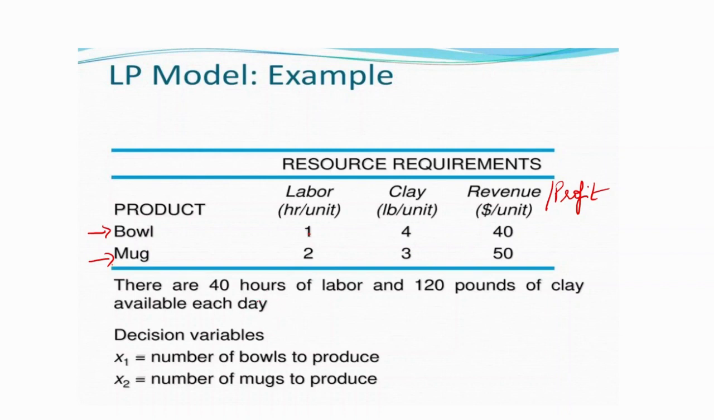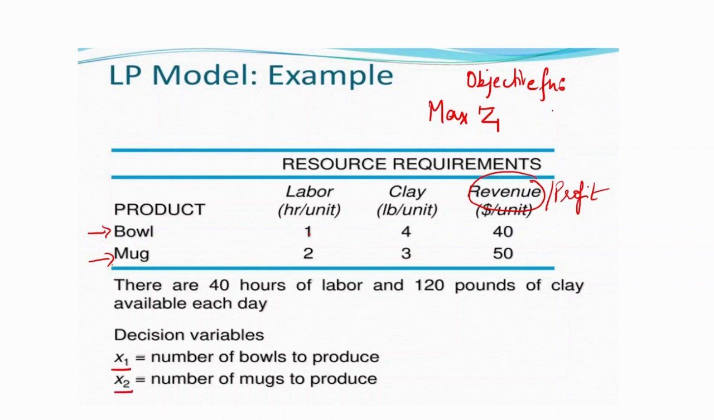Now what would be the decision variables? The decision variables would be the number of bowls that I want to produce and the number of mugs I want to produce. Now what would be my objective function? Because we are talking about revenue here, my objective function would be maximizing the profit. So I'm writing it as maximize Z. The decision variables I have taken as X1 and X2.